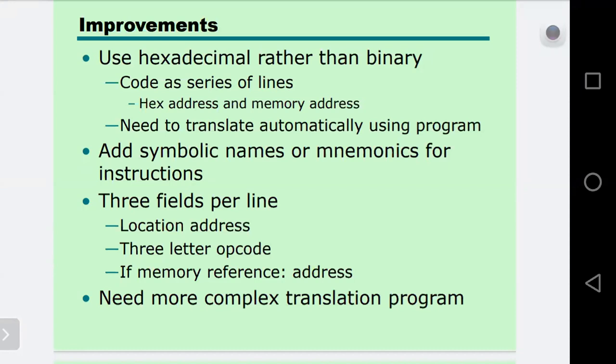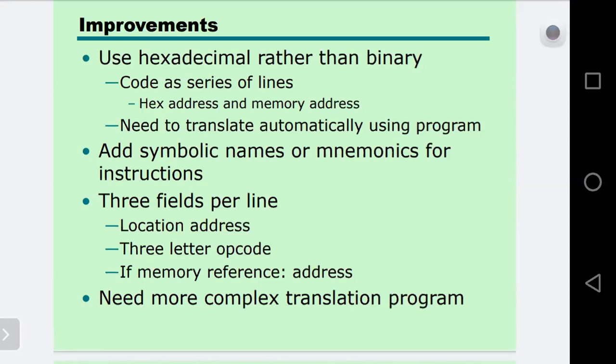Even we can assign symbolic names and mnemonics, short-form codes for the instruction. And in one line, you will find there are 3 fields. The first one is the location address, the second one is the 3-letter opcode, and the third one is the memory reference. The first one is the location address because in memory, your instructions as well as data are stored, but at which location an instruction is stored, we have to identify. That's why the location address: to identify where the instruction is stored in memory.